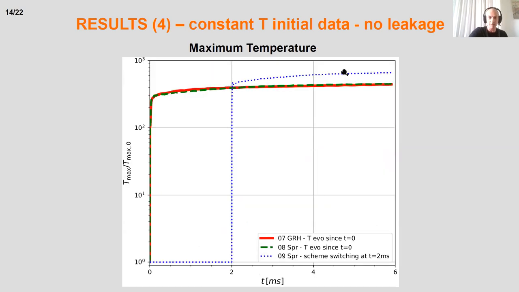We also show the plot for the maximum temperature. Here you see that the blue dotted curve is the one constraining temperature up to 2 milliseconds. And then the temperature is left free to evolve.